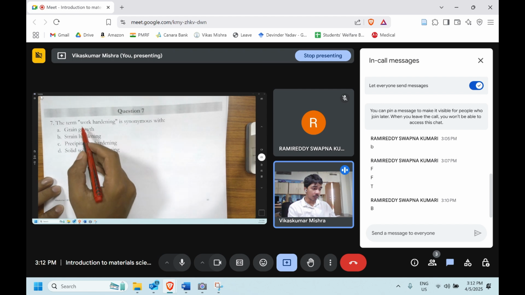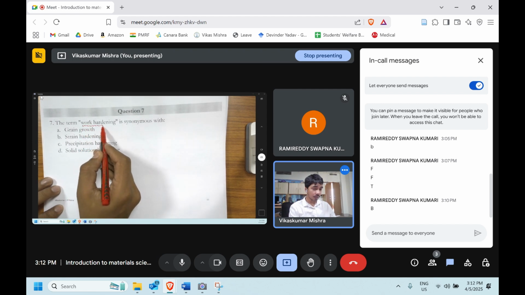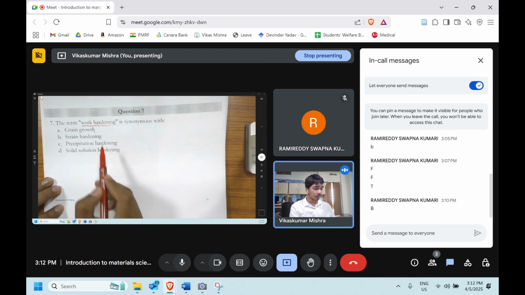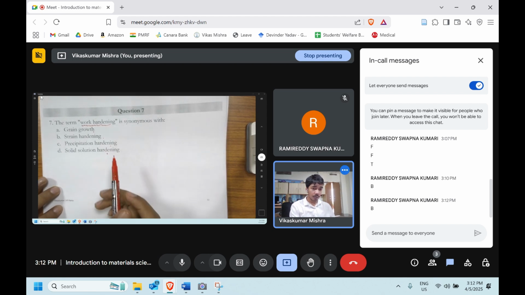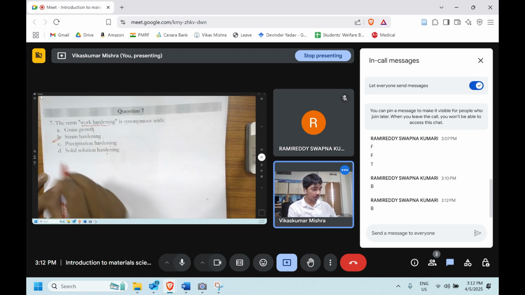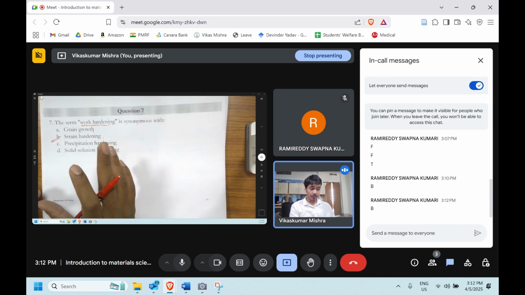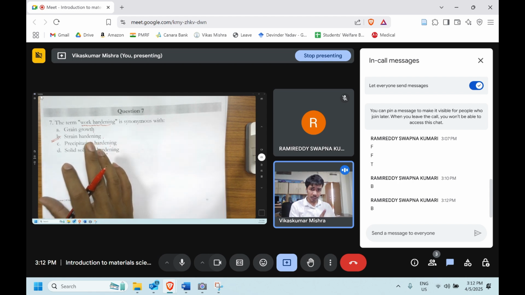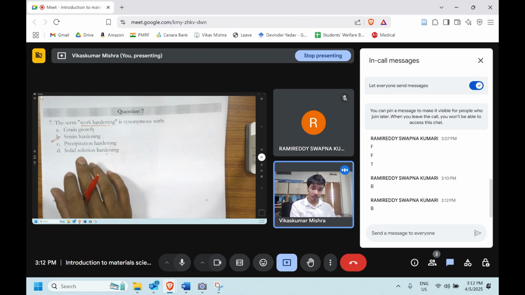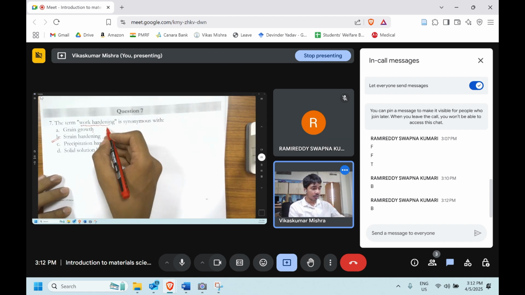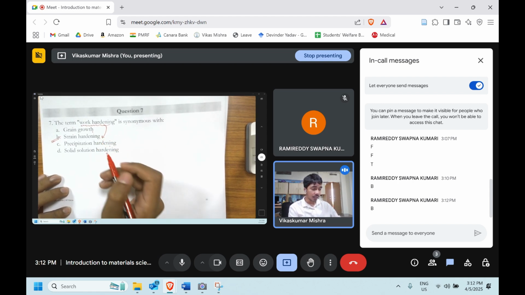Word which is similar to work hardening: grain growth, strain hardening, precipitation hardening, or solid solution hardening. So work hardening, very good. That's strain hardening. We are giving a strain to the material. We are working onto it. We are doing some cold work. So work hardening has the same name as strain hardening.